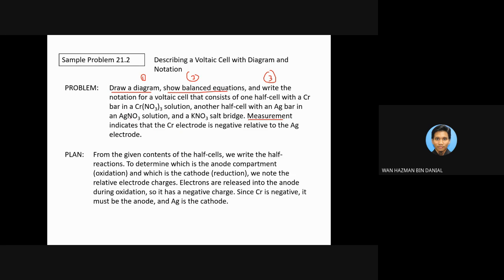Okay, so this is the plan from the given contents. We write the half reactions to determine which is the anode compartment and which is the cathode. We note the relative electrode charges. Electrons are released into the anode during oxidation, so it has a negative charge. Since chromium is negative, it must be the anode and the silver is the cathode.